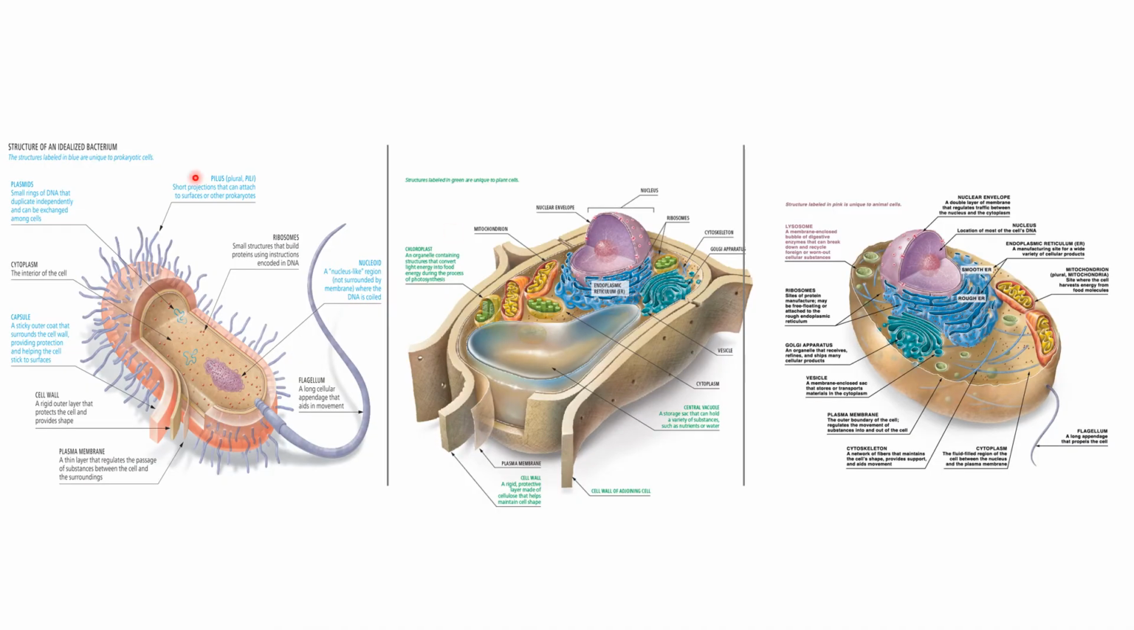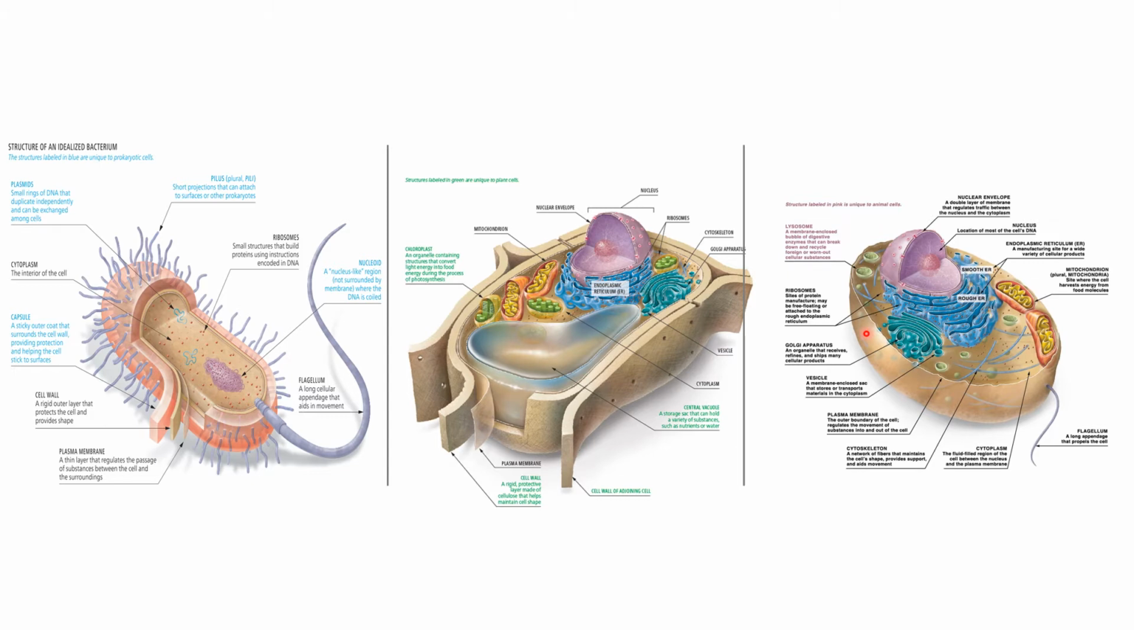Now, a common feature between all cells, whether they are prokaryotes or eukaryotes, all cells are going to have a plasma membrane. So you have a picture of a bacteria right here. You see the plasma membrane right there. A plant cell also has a plasma membrane. An animal cell also has that plasma membrane right there.